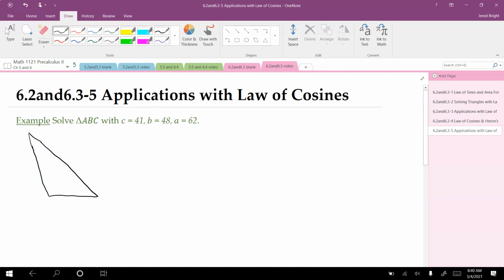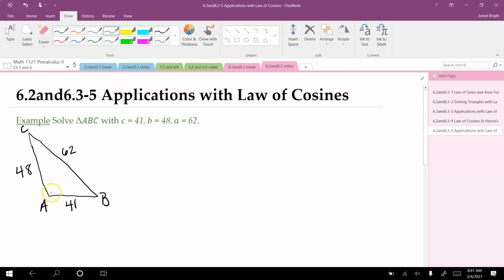Okay, so before I give it names, I want to make sure that the side lengths are correct. So this looks to be the longest side, so 62, which would make this angle A. And then the second is 48. Oops, let's make that 48. And so this would be angle B. And then C, the shortest side length, would be directly across from angle C. Okay, so I need to figure out the angles. And here it doesn't matter which one you start with.